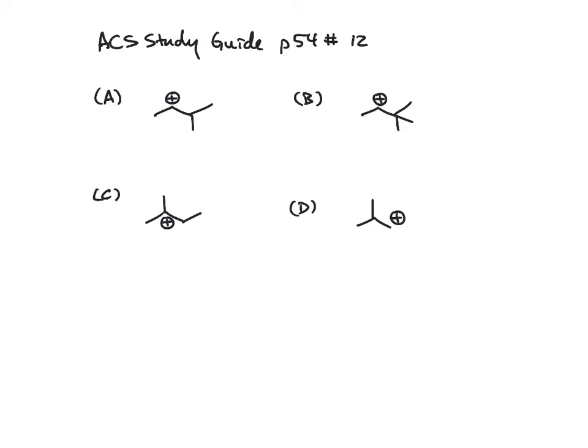So how do you want to go about solving this? The first thing you do is just classify them. So A is what type of carbocation? Secondary. B is? C is tertiary. D is primary. So the tertiaries will not. How do we want to understand that?